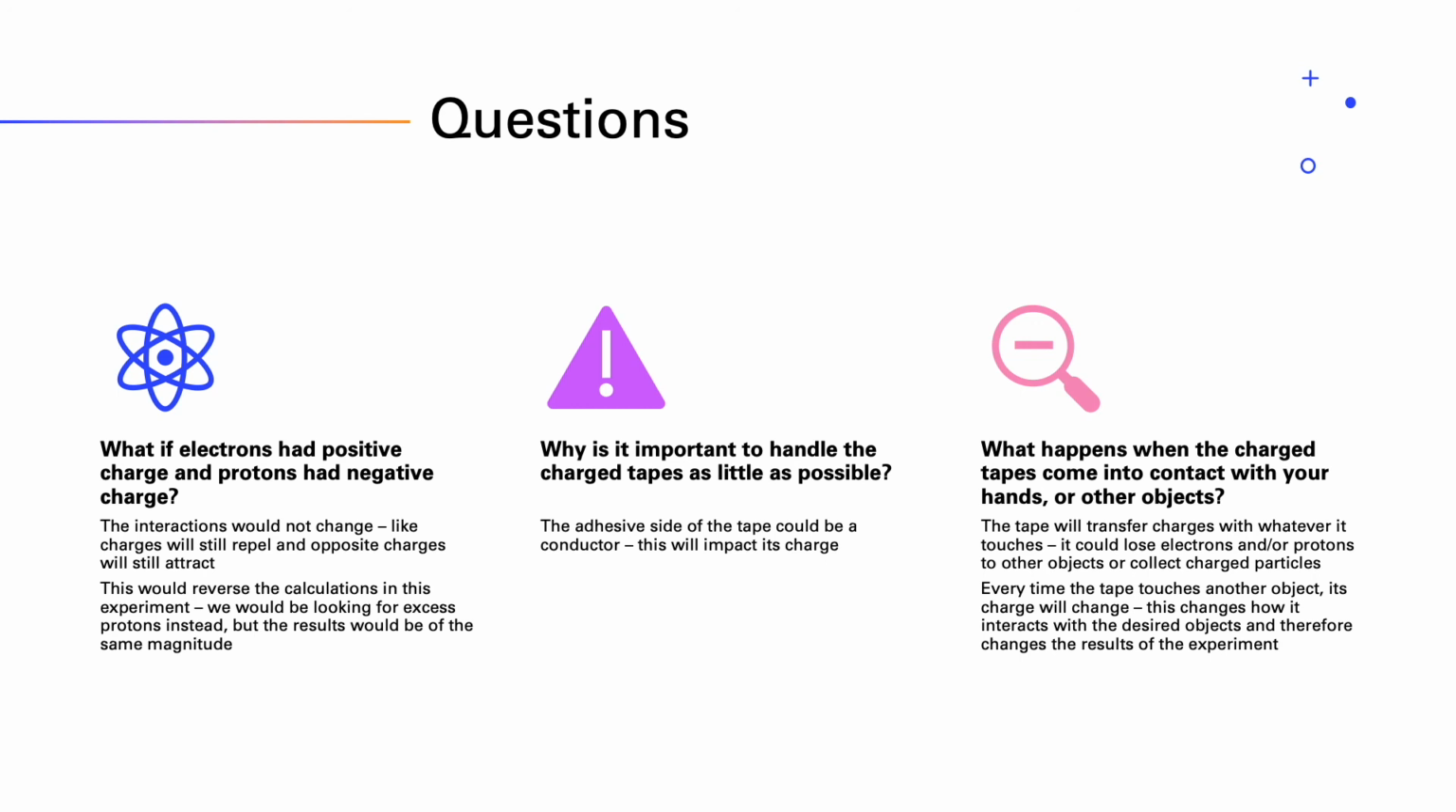What happens when the charged tapes come in contact with your hands or other objects? So the tape will transfer charges with whatever it touches. It could lose electrons and/or protons to other objects or collect other charged particles, and every time the tape touches another object, its charge will change. This changes how it interacts with the desired objects and will therefore change the results of this experiment.